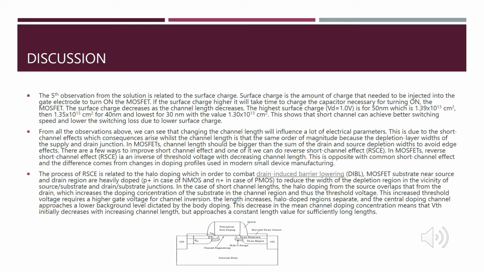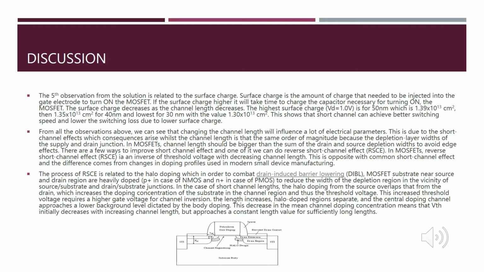From all the observations above, we can see that changing the channel length will influence a lot of electrical parameters. This is due to the short channel effects, which arise when the channel length is of the same order of magnitude as the depletion layer widths of the source and drain junctions. In MOSFETs, the channel length should be bigger than the sum of the drain and source depletion widths to avoid edge effects. There are a few ways to improve the short channel effect, and one of them is the reverse short channel effect.